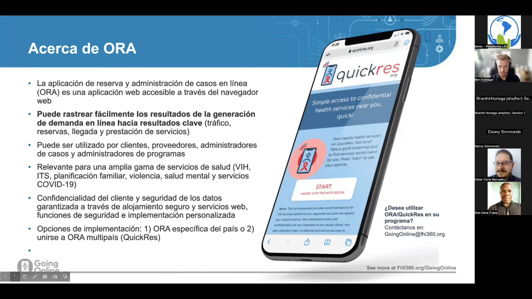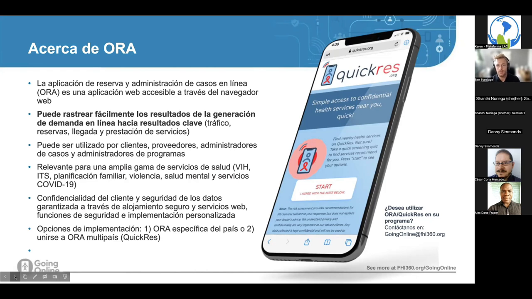So here is an example of an online appointment booking application. It's called the Online Reservation and Case Management App. For short, it's called Aura. It's a web app that clients can use themselves via a web browser on their smartphone. They simply go to quickres.org or whatever the name of the website is. And they can find health providers and book appointments on that site.